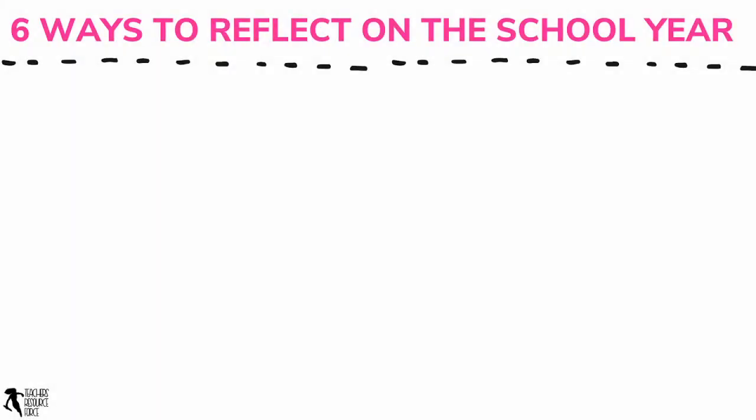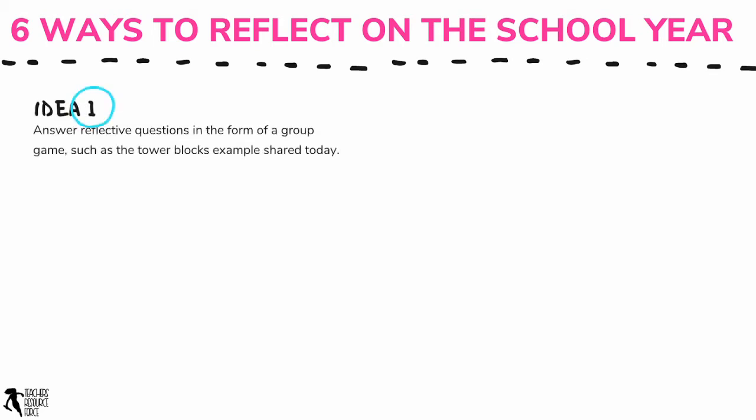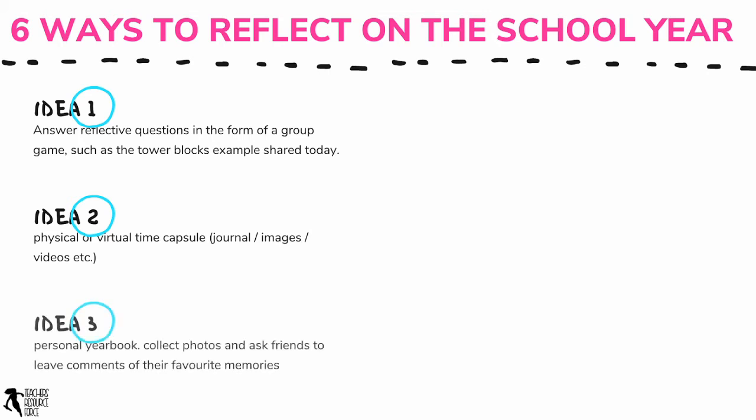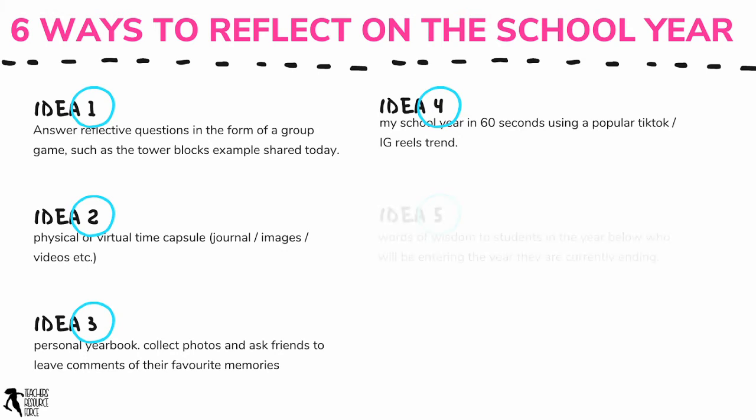So here are 6 ways that you can reflect on the school year in a fun and engaging way. So students can answer reflective questions in the form of a group game, such as the Tower Blocks example shared today. Bonus idea is a physical or virtual time capsule, so they can do journaling, images, videos. Idea number 3 is a personal yearbook, so they can collect photos and ask friends to leave comments of their favourite memories. Idea 4 is a My School Year in 60 seconds, perhaps using a popular TikTok or Instagram Reels trend.